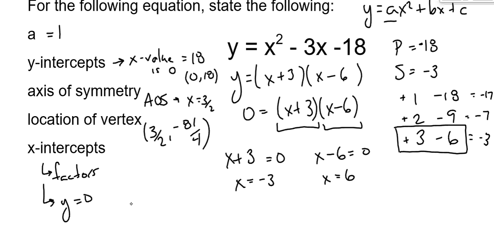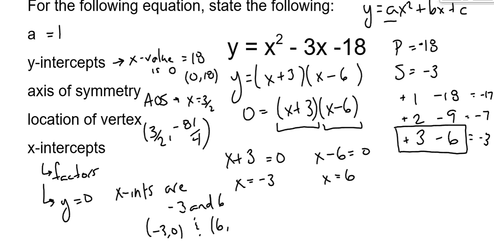So the x-intercepts are -3 and 6. I shouldn't put a comma because it makes it look like a coordinate. Or if you want the coordinates, it would be -3, 0, and 6, 0.